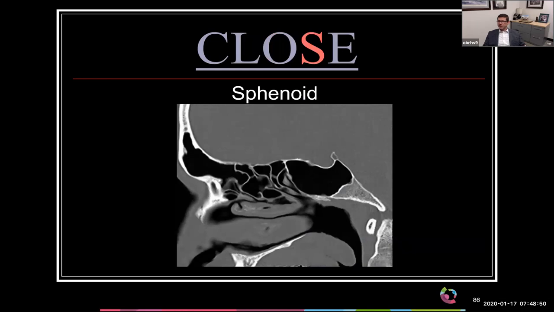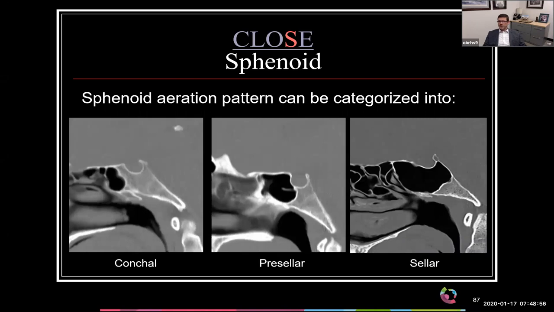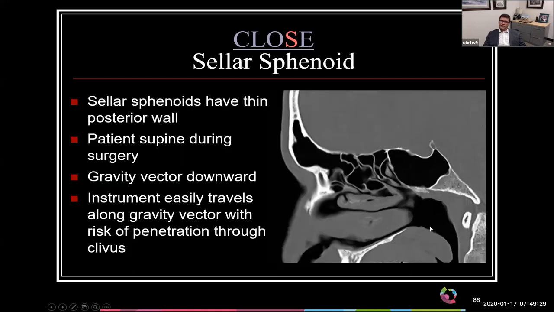So the S is the sphenoid. There are a few things we need to talk about in terms of the sphenoid. First one is the pattern of pneumatization, and really the important one is the sella. So there are three different variants. The conchal is where you have relative under-pneumatization of the sphenoid sinus. So you have a nice thick bony plate between the sphenoid sinus and the sella. The presellar variant is where pneumatization extends to the anterior margin of the sella. And then the sellar variant is where you get excessive pneumatization that goes inferior and posterior to the sella, and that results in a very thin clivus as the posterior wall of the sphenoid sinus.